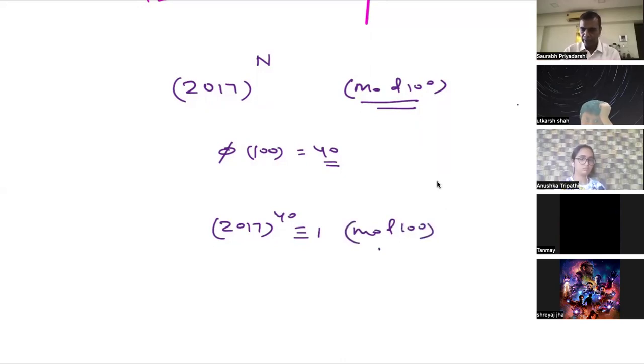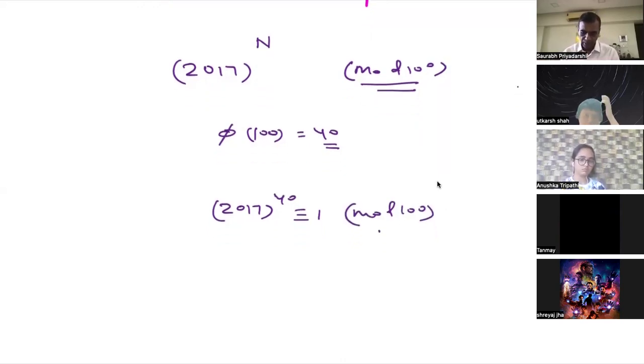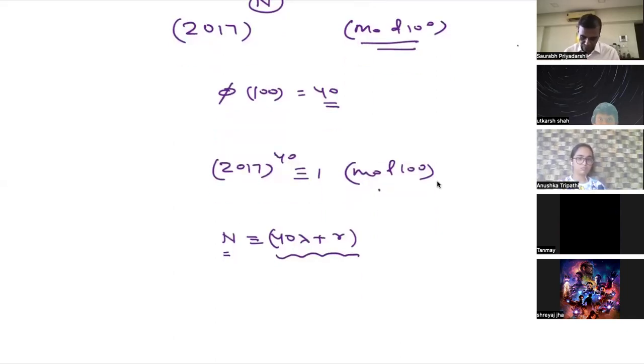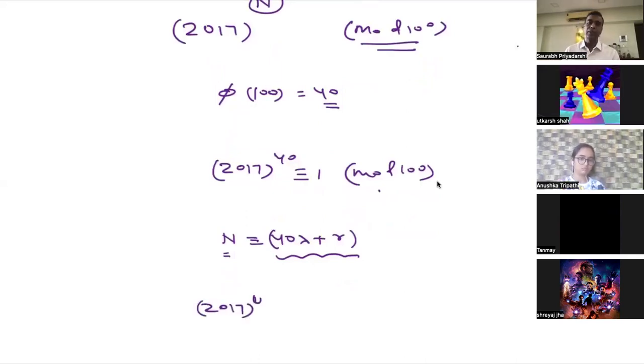Is this correct? Now, if you see this, this n I have to write in the form of 40 lambda plus remainder form. Then only can I say that I'm able to write 2017 to the power 40 lambda into 2017 to the power r. And this value will always give you 1. So only we have to find this one, right?